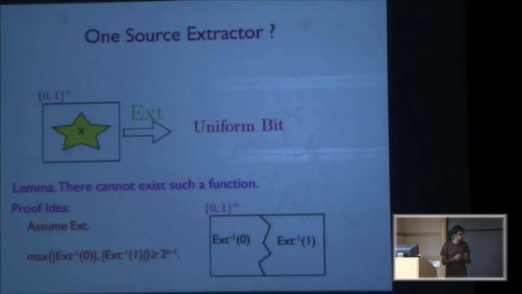So we can define our source x adversarially to be uniform on the larger set. So it has min-entropy at least n minus 1. And our extractor is identically either 0 or 1 on this source. So one cannot hope for a one source extractor.